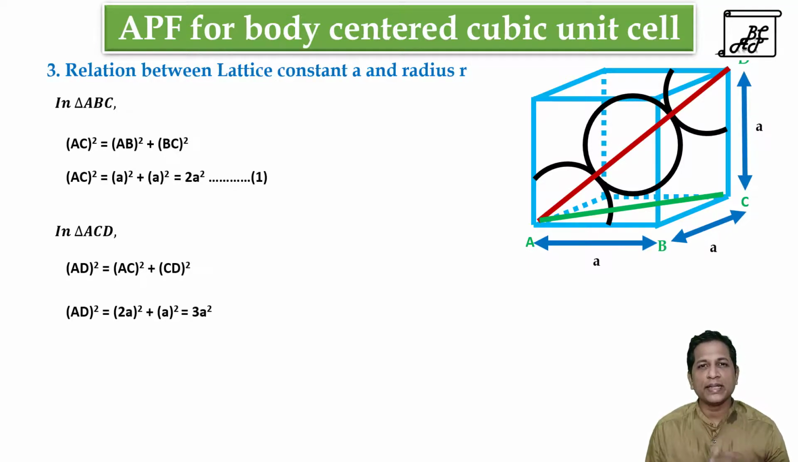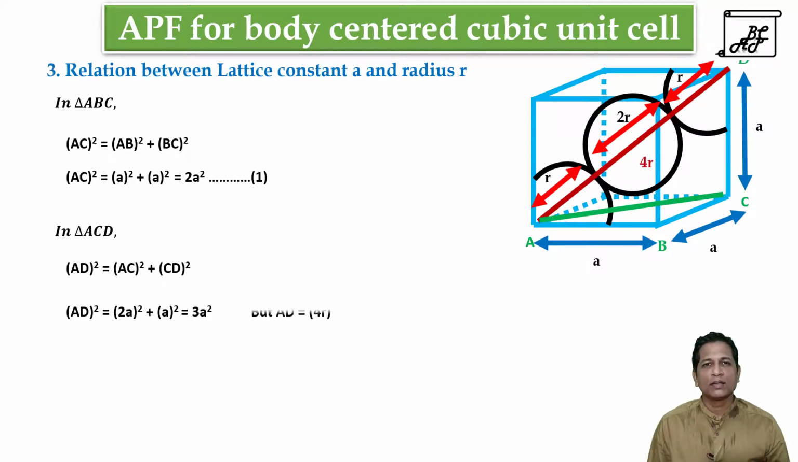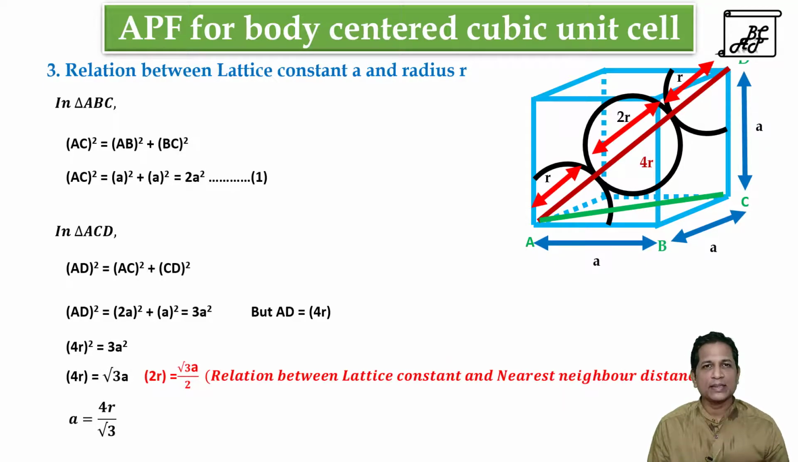Now body diagonal AD is formed by the combination of 3 atoms, 2 corner atoms and 1 central atom. 2 corner atoms constitute the radius r, whereas the central atom constitutes a diameter 2r. Total is 4r. Therefore, the value of AD is 4r. Let's substitute these values. We will find out that the relation between the lattice constant and the nearest neighbor distance is a is equal to 4r upon root 3.